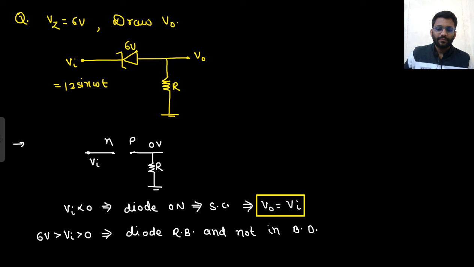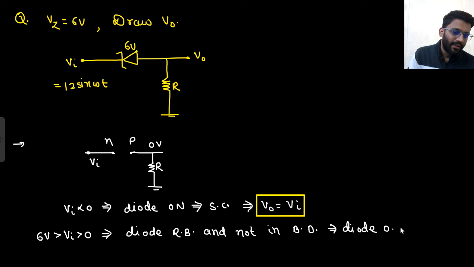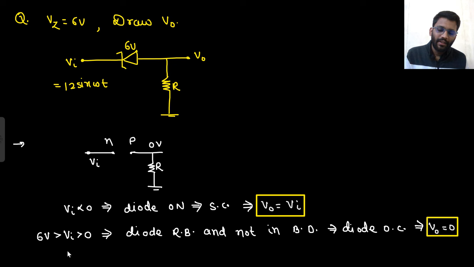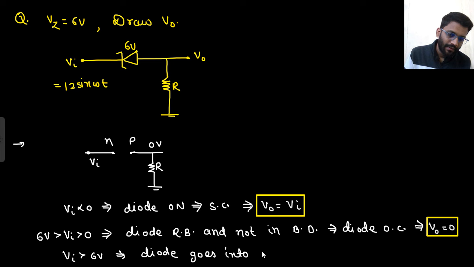So now it is reverse bias, but not in breakdown. That means the diode will be simply open circuited. And if the diode is open circuited, what will happen? V0 will be 0 volt. Right? And when Vin is greater than 6 volt, what will happen? The diode goes into breakdown. Then what will happen?